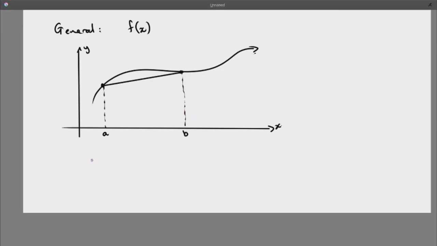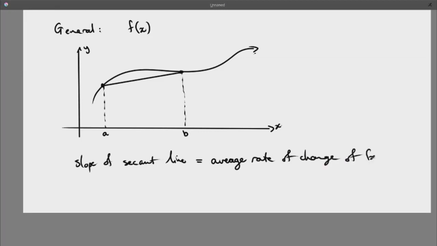And then the slope of the secant line is going to be called the average rate of change of my function over the interval a to b.